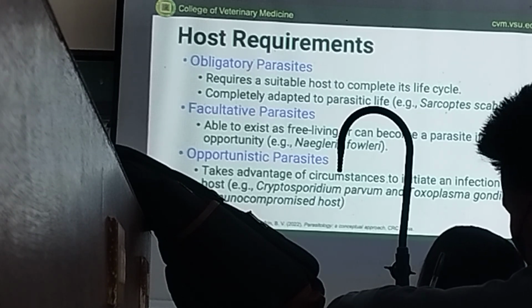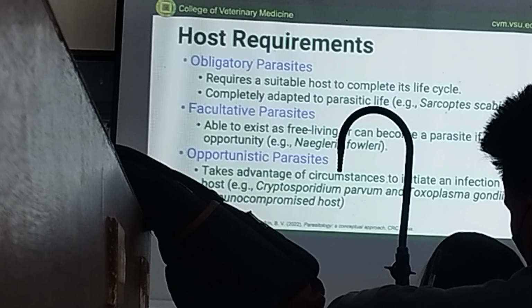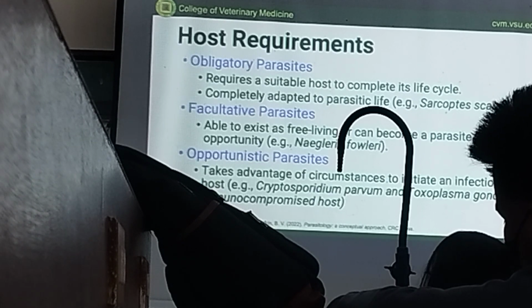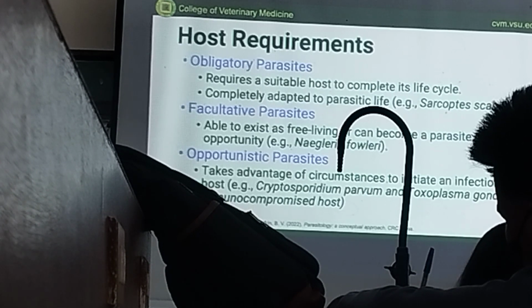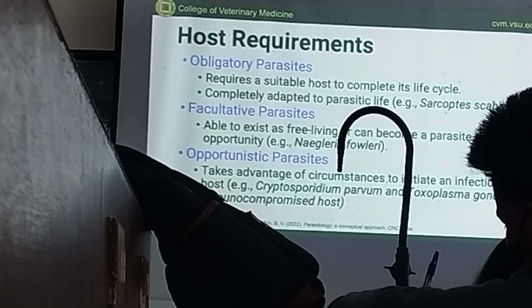But there are facultative parasites also. That means they exist as free living or they could be parasitic depending on the food. For example, your brain-eating protozoa, Naegleria fowleri. If you go to a swimming pool that's so dirty, it's likely that you can catch it. Well, it's not likely, because based on prevalence it is only in the US, and there is no report yet in the Philippines.